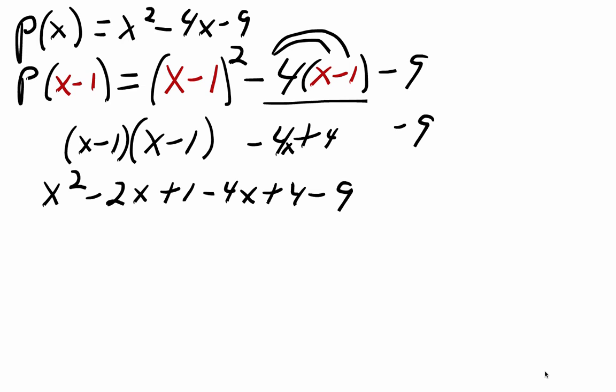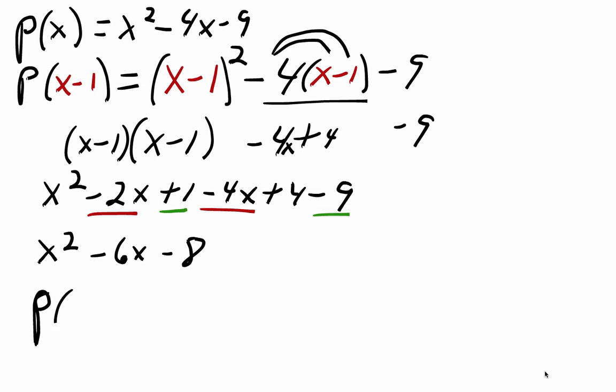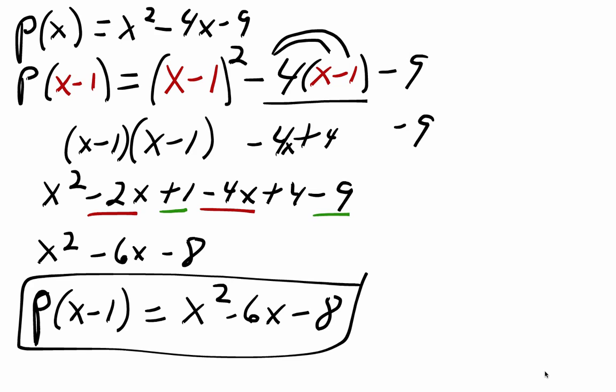So now I add all my like terms together. So I have an x squared. I can put the negative 2x and the negative 4x together, which would give me negative 6x. And I can put the 1 and the minus 9, which would give me then minus 8. So at p, at x minus 1, my answer is x squared minus 6x minus 8. So that would be my answer there.